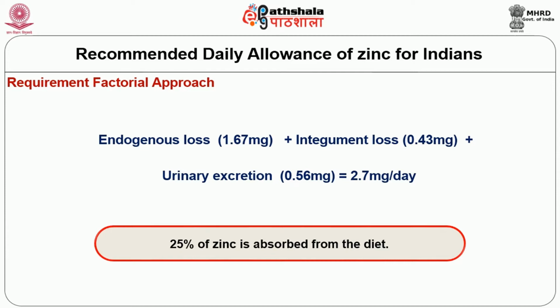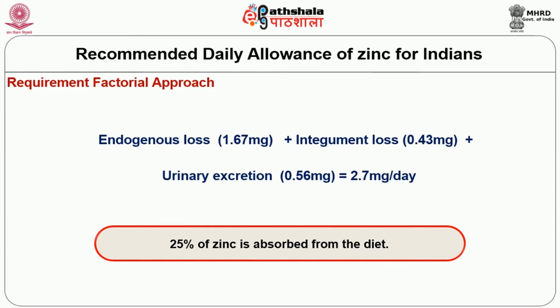So, what is that factorial approach? You have the endogenous loss, which is the loss from the body, and it accounts for about 1.67 milligrams per day. Then you have the integumental loss, that is exfoliation of the intestinal cells every day, which contributes about 0.43 milligrams of zinc, and urinary excretion, which is about 0.53. So the total body requirement for zinc is about 2.7 milligrams per day.